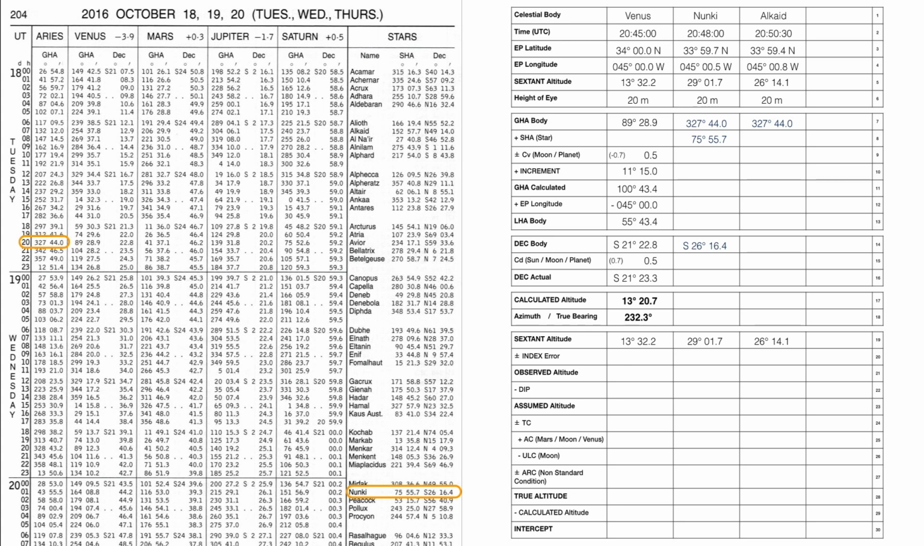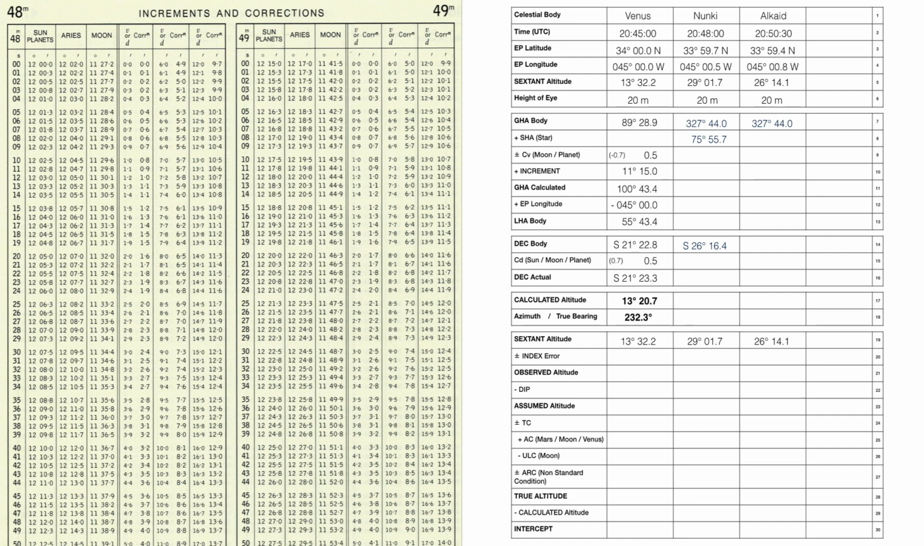As we are dealing with a star, there are no separate V or D corrections to be applied. Therefore, we only need to add the increment for the minutes and seconds. So we turn to the yellow increment and correction pages at the back of the almanac, and on the table for 48 minutes, we read off the value for 48 minutes and 0 seconds, which is 12 degrees, 2.0 minutes. We can now add these together, which will give us the Greenwich hour angle of Nunki of 415 degrees, 41.7 minutes. We then adjust this for our longitude, as we did before.